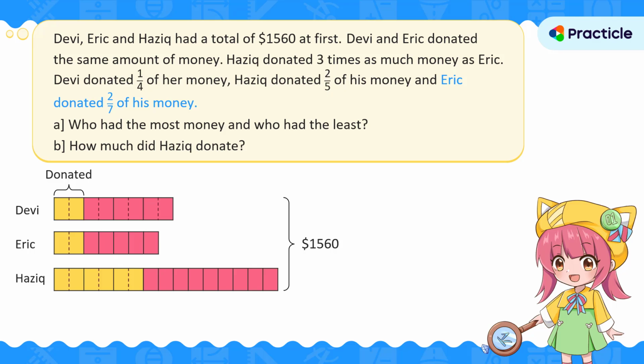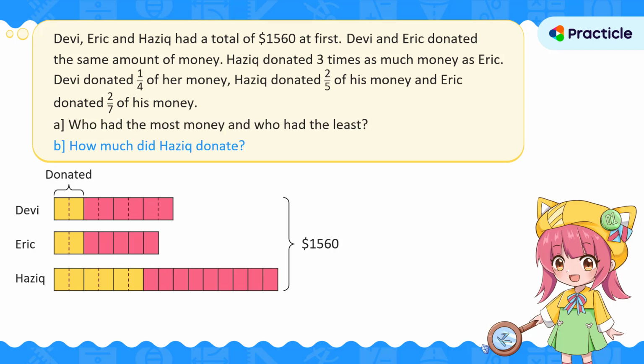Now that we've drawn the model for this question, let's look at what we need to solve. Who had the most money and who had the least? Let's compare the total number of units that each of them had. From the model, we can tell that Hazik had the most money and Eric had the least. That should be quite easy. Ready to move on to the second part?